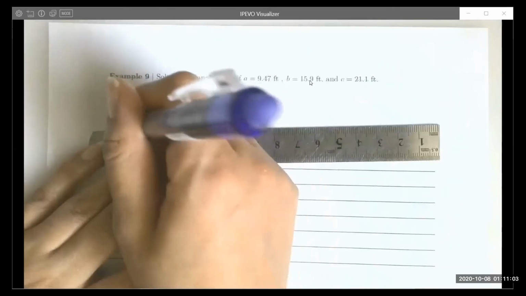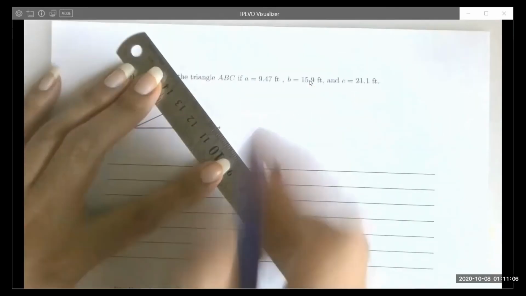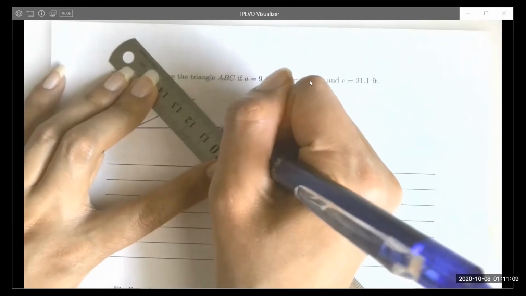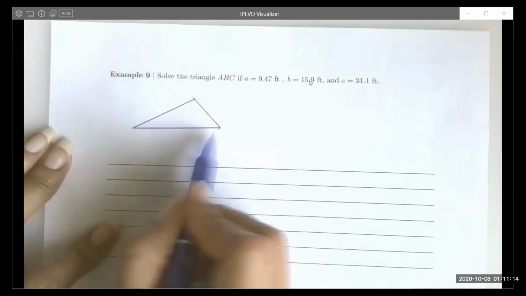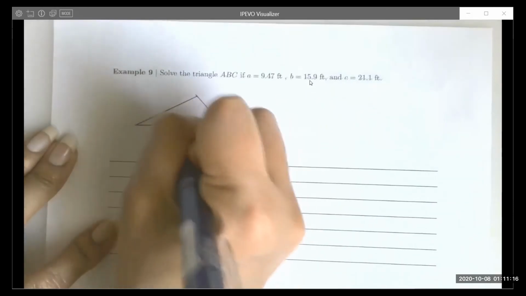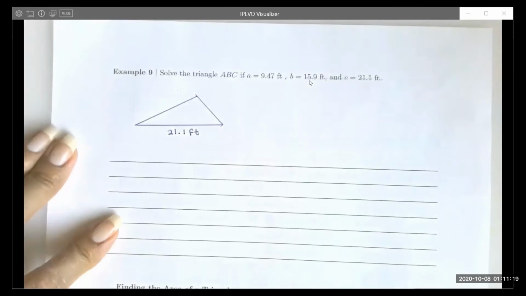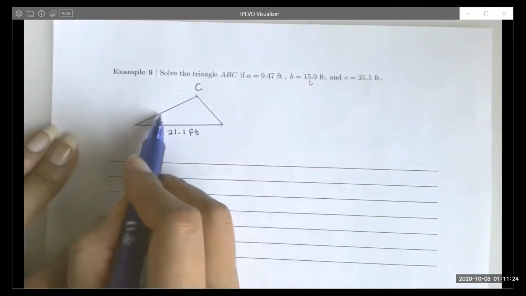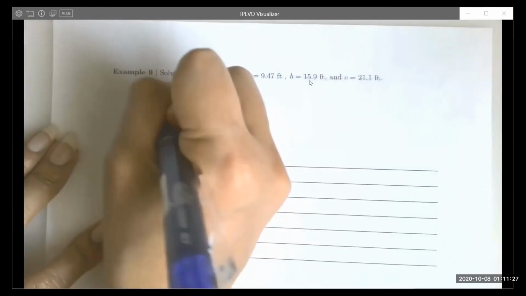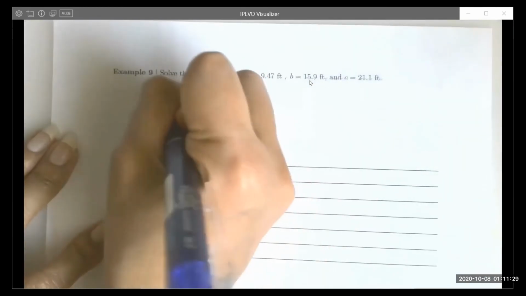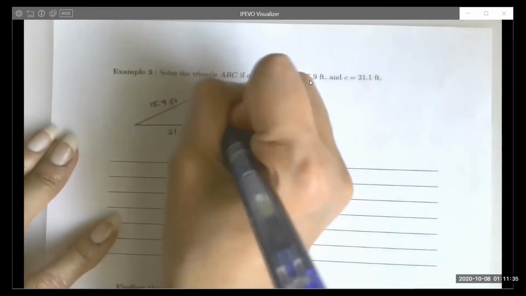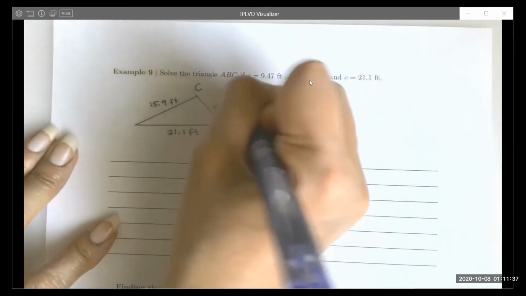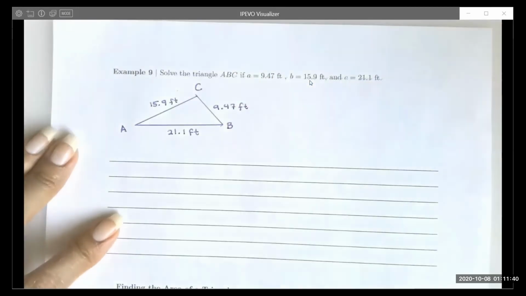Okay, so let's go ahead and draw. All right, so this looks like the longer of the 3 sides. I'm going to call this side C with 21.1 feet. That means that opposite to that side will be angle C. This one looks like the second largest, so I'm going to make this side B with 15.9 feet. And that means that opposite to that we'll have angle B. And finally, this will be 9.47 feet, and opposite to that will be angle A.